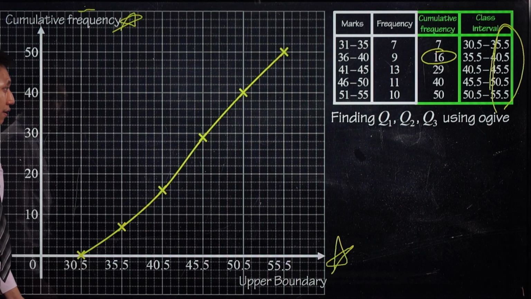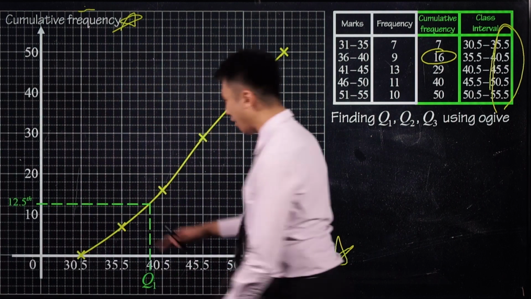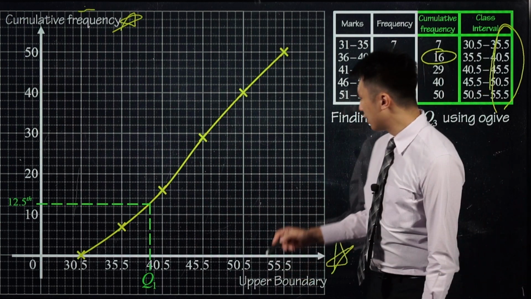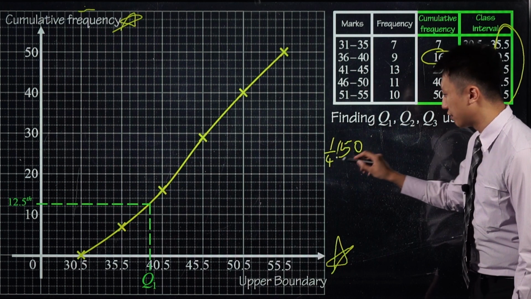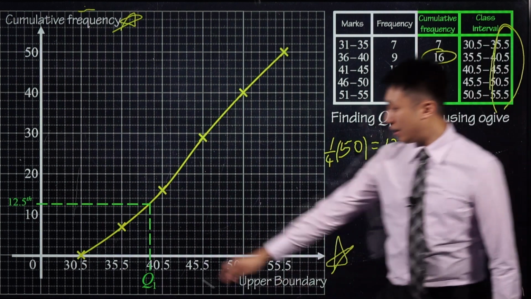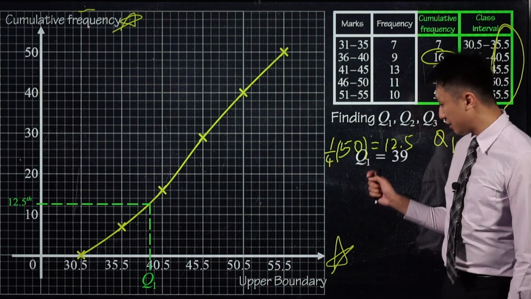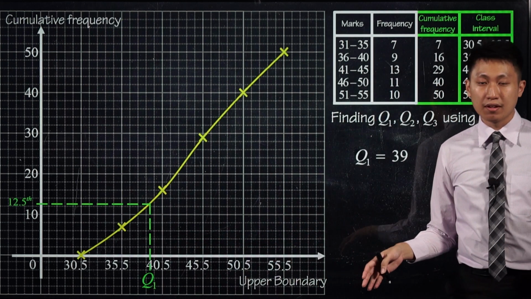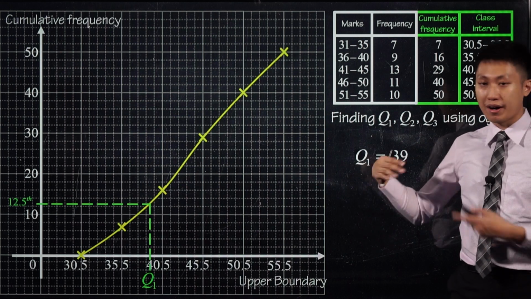Then what do we do now? We're going to find Q1 first. 12.5. How do I get 12.5? I take 50 divided by 4, or one quarter times 50, which is 12.5. So this is Q1. I join it back to the curve, then I estimate Q1 from the graph as 39. So the answer won't be too far from your friend's if you draw it more accurately.